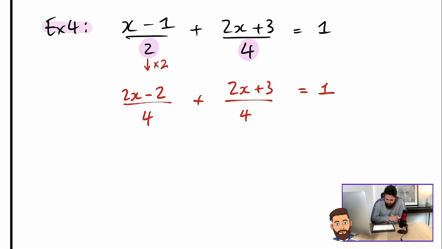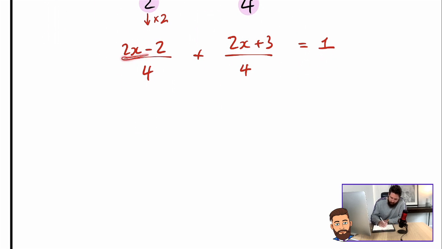So what you can see now is I've got two fractions that share a denominator. They share this denominator here. So what I can do now is I can add these together. So I've got 2x, add 2x, which is 4x. I've got minus 2, add 3, which is 1, so plus 1, over the same denominator, 4, and that equals 1.